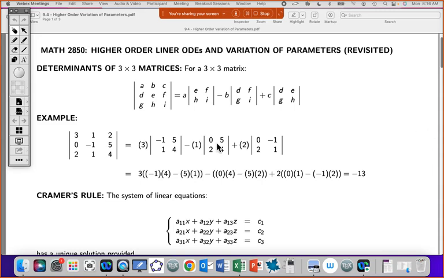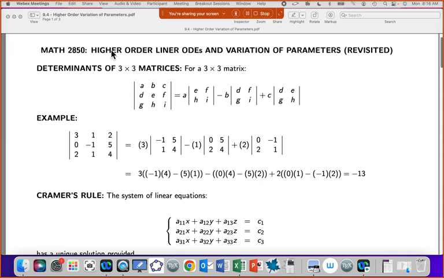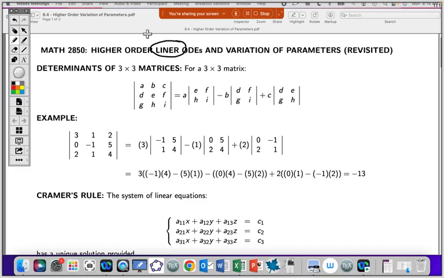We're going to finish up talking about higher order linear ODEs by looking at variation of parameters. Let's take a few minutes and review variation of parameters that we did back in chapter 5. I think it was section 5.7, if I remember right. Yeah, because we had 3 sections on undetermined coefficients. So section 5.7 is where we did this before.